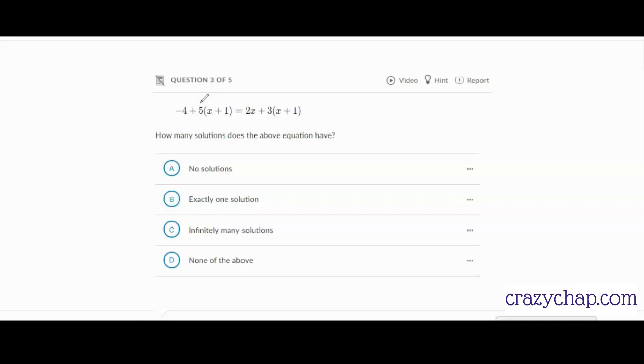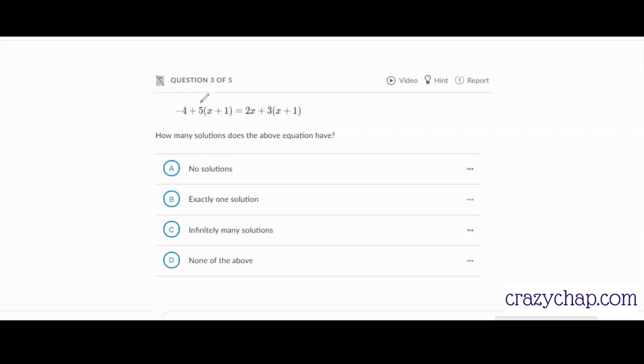Let's have a look at question number 3. We have the equation given. These are exactly the same questions like SAT will give. In the equation given, they are again asking how many solutions the above equation has. So let's start solving and see. So negative 4 plus this 5 will multiply with everything in the bracket, so we break the bracket. So plus 5x plus 5 is equal to 2x plus 3x plus 3, right? 3 multiplied with x and with plus 1 also.